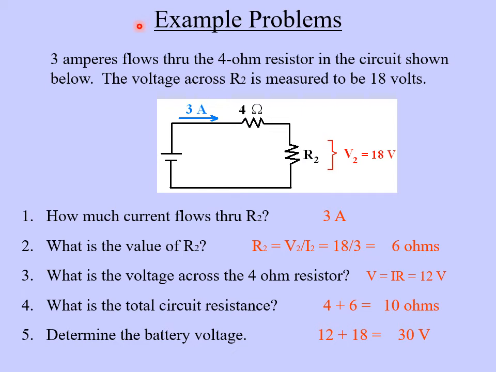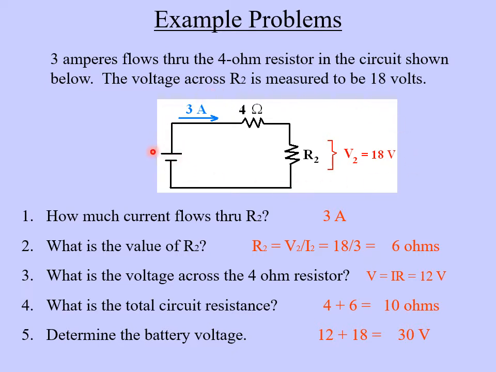So let's look at an example problem. This problem is a little more difficult than the ones we've seen before, but by using our rules, we can figure out the answer. So we're given this circuit here, and we're told that 3 amperes flows through the 4 ohm resistor in the circuit shown below. And we're also told that the voltage across R2, which is this guy here, is measured to be 18 volts. So here's everything we're given.